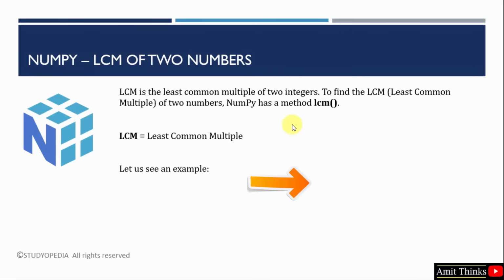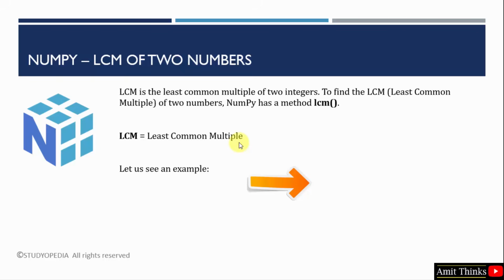First would be how to find the LCM of two numbers. Now what is LCM? LCM is the least common multiple of two numbers. For that NumPy has a predefined function, or you can say a built-in function, known as lcm, which is also called least common multiple because you are finding the least common multiple of two numbers. That is the least number that divides both the numbers.